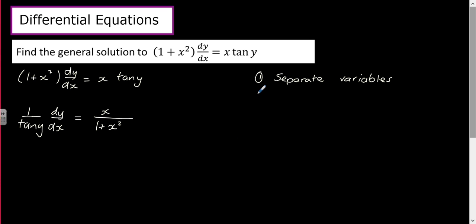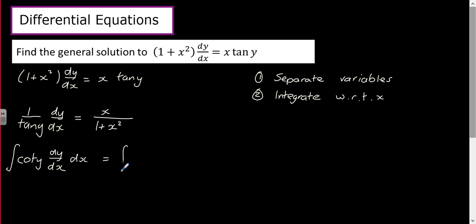Second step then is we integrate both sides with respect to x. And we end up with the integral of, now 1 over tan y is cot y, and then we've got this x over 1 plus x squared dx. So we've integrated both sides with respect to x.